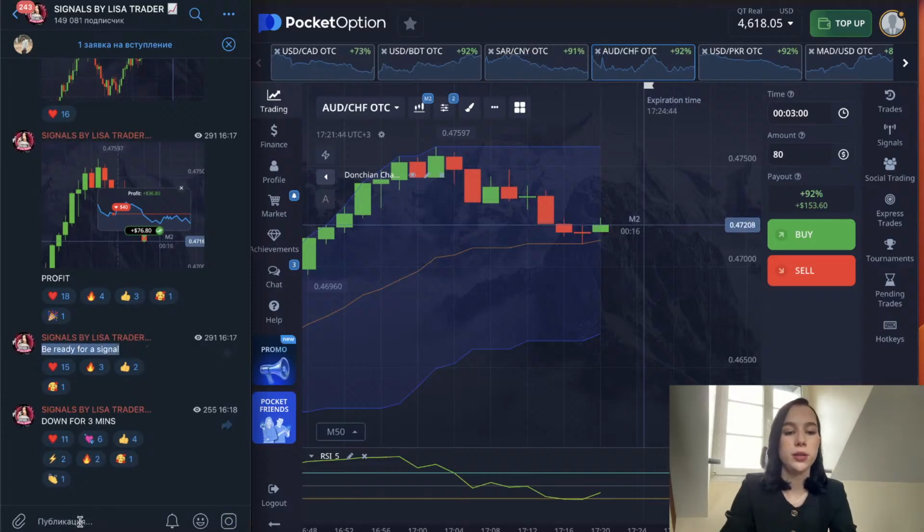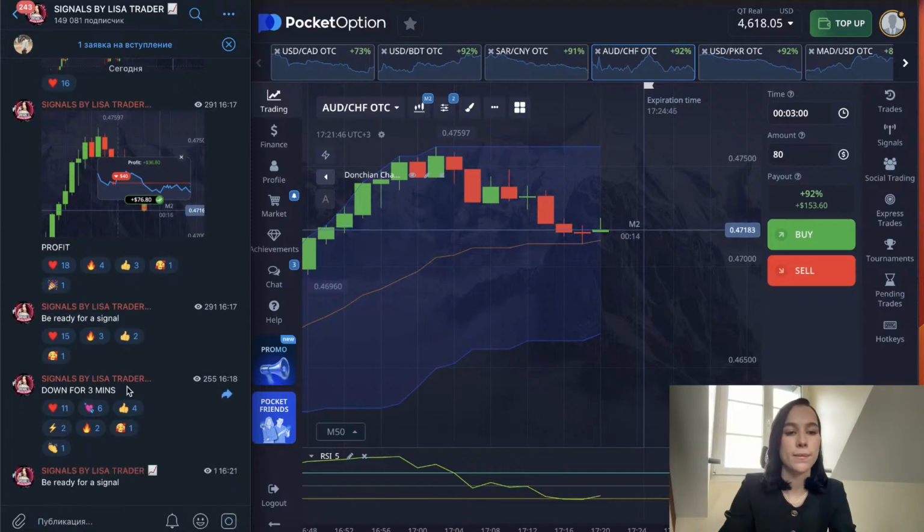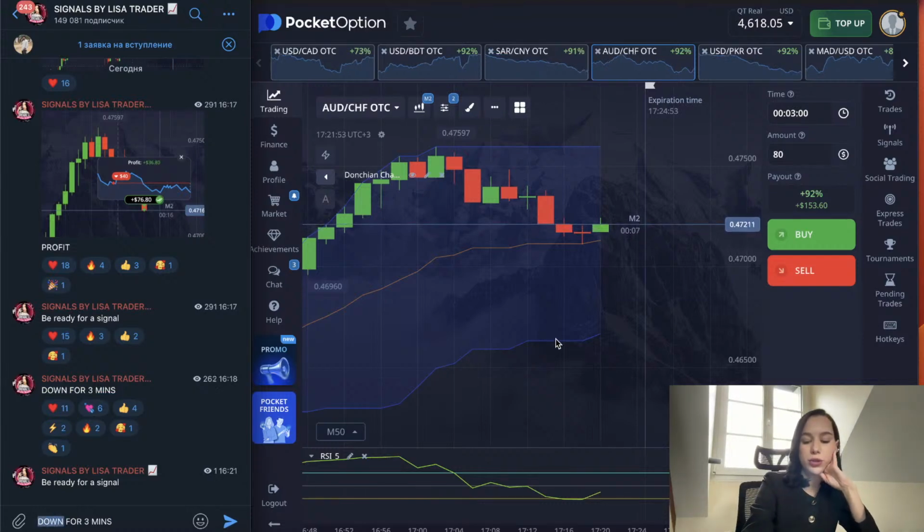Be ready for a signal. Let's wait for the next candle to appear on the chart.